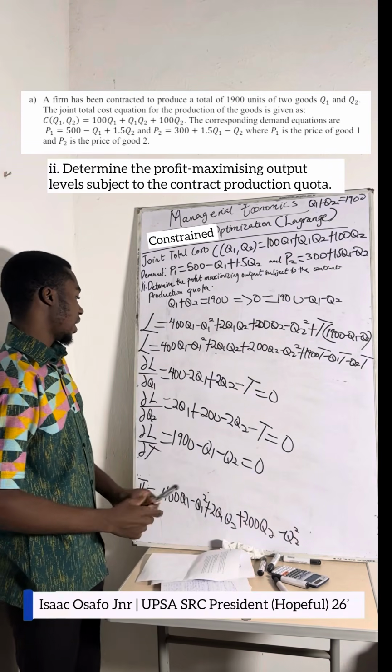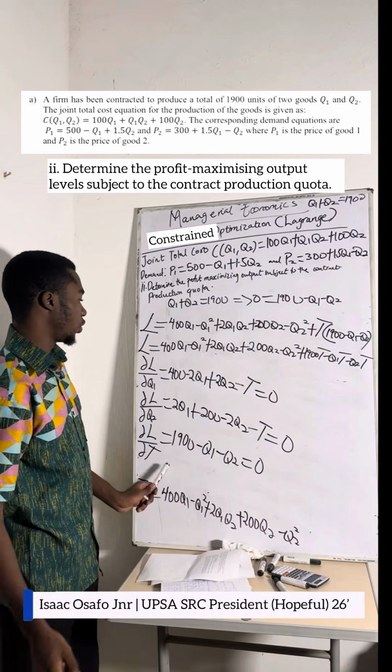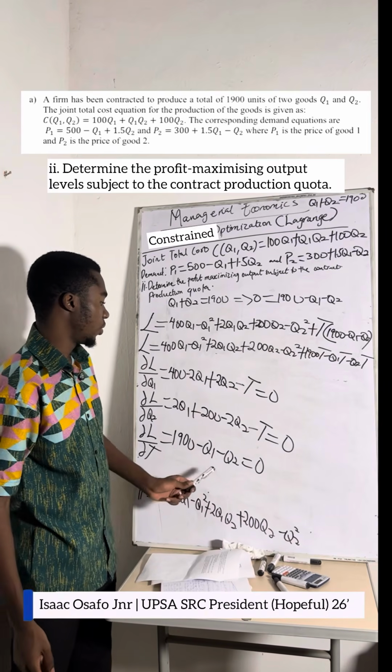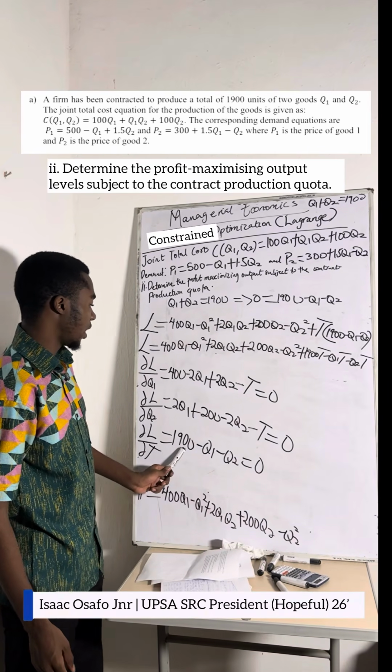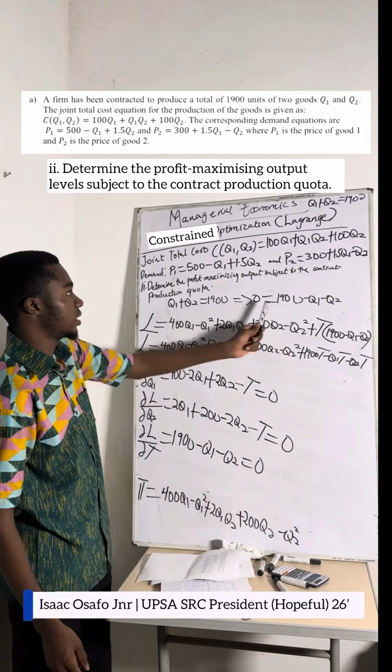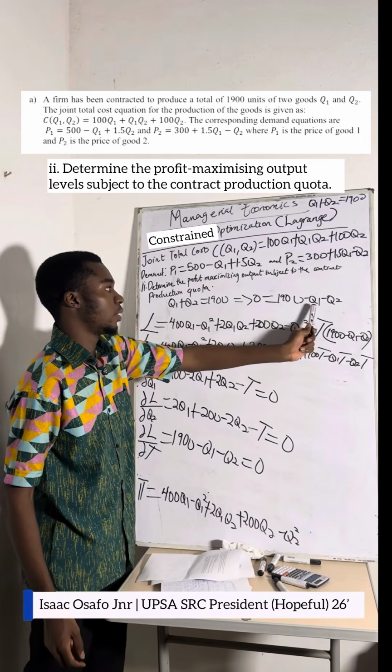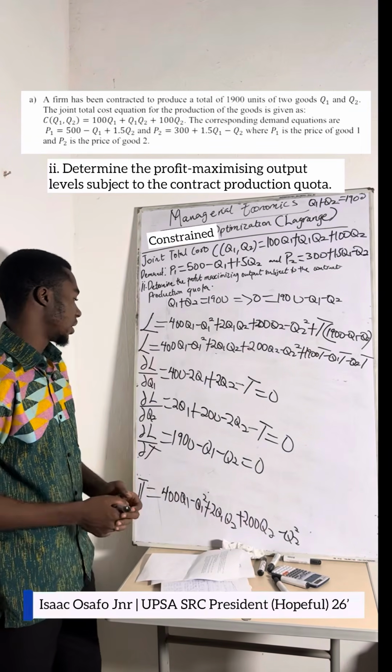So here is a trick. When you are differentiating with respect to lambda, you should get the constraints when you equate it to 0. So you realize that we got 1900 minus K1 minus K2. It's the same thing here. 1900 minus K1 minus K2. So it means that our answer is correct.